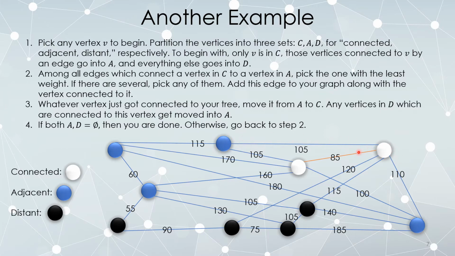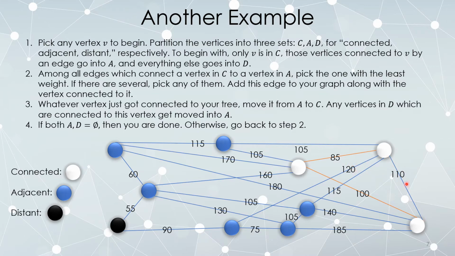So now I look at all the edges connected to adjacent. 105, 105, 170, 160, 100, 110. This 100 looks the cheapest, so let's go ahead and take that. Which makes this now a connected vertex. Now that this vertex is considered connected, this one becomes adjacent. All right, now let's look at everything going from a connected vertex to an adjacent one. 105, 105, 170, 160, 120, 115.